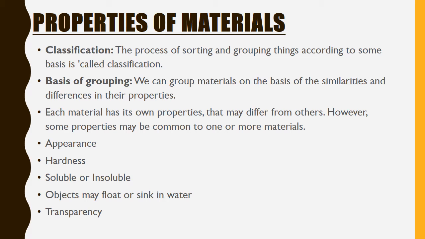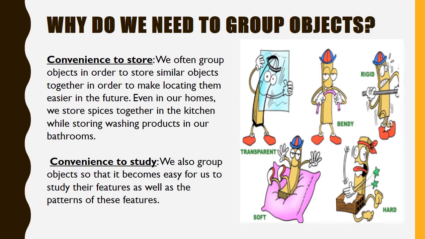transparency, like transparent, opaque, translucent. So why do we need to group objects? Mainly for convenience in storing and convenience in studying. For convenience in study, like metals and non-metals, based on the properties we can categorize.